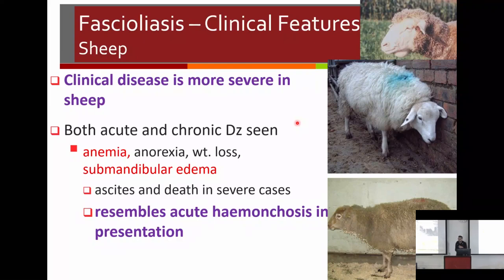So if you consider haemonchosis with anemia and submandibular edema, what will be your diagnostic test to see if this is really haemonchosis? Because this is one of the other differential diagnoses here. So what will be your diagnosis?